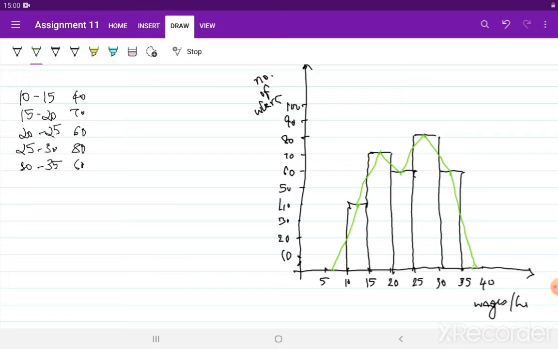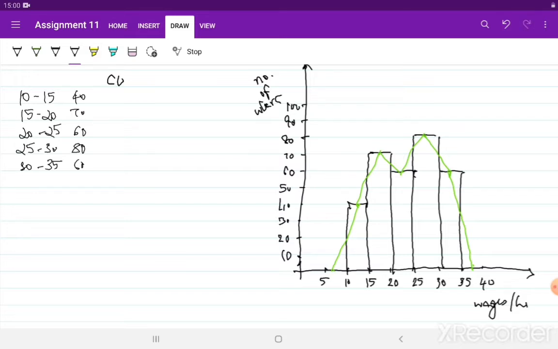Okay, let me just correct this. Better. Right, so these are all connected with straight lines. This is how you would construct a histogram followed by a frequency polygon. Now suppose you do not want to waste time constructing a histogram.